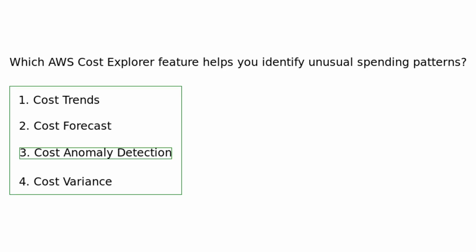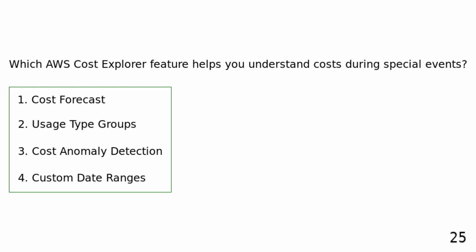Cost anomaly detection in AWS Cost Explorer uses machine learning to identify unusual spending patterns or spikes, alerting you to potential issues or unexpected costs. Which AWS Cost Explorer feature helps you understand costs during special events?